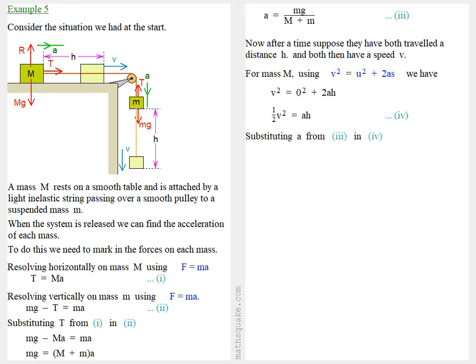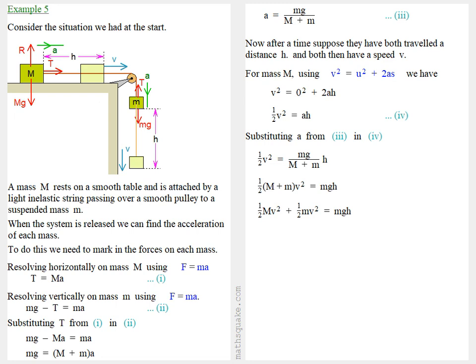Now, if we substitute A from equation 3 into equation 4, that gives us a half v squared equals small mg over capital M plus small m, all times h. If we multiply across, we get a half into capital M plus small m, all times v squared equals mgh. And if we expand the brackets, that gives us a half capital M v squared plus a half small m v squared equals mgh. Now, a half mv squared is the kinetic energy.